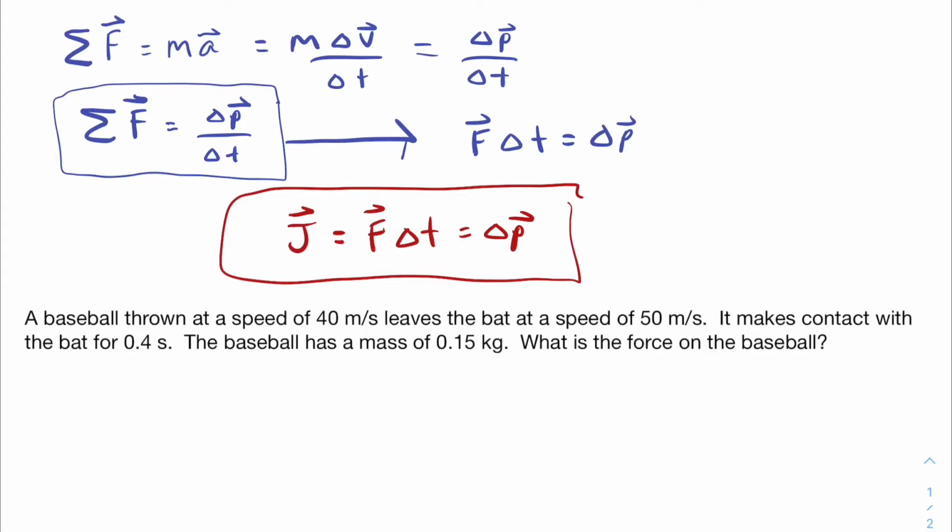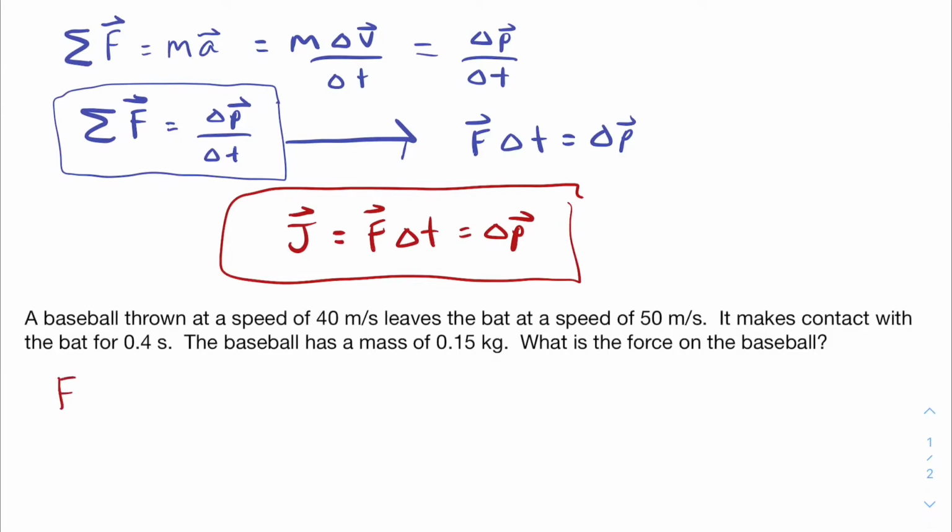Now let's look at the following example problem. In this problem, a baseball is thrown at a speed of 40 meters per second and leaves the bat at a speed of 50 meters per second. The baseball is in contact with the bat for 0.4 seconds, and the baseball has a mass of 0.15 kilograms. You're asked to find the force on the baseball.